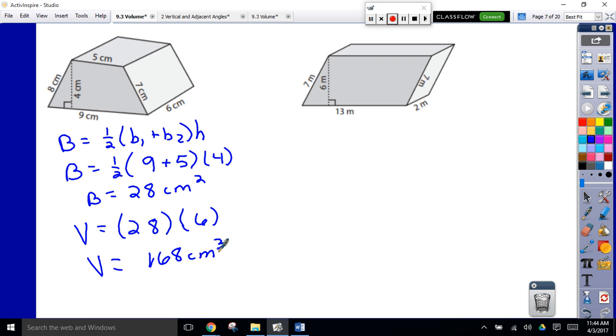Okay, I'm going to skip the next one. What is this? What kind of prism is it? Parallelogram. I guess it would be a parallelogram.